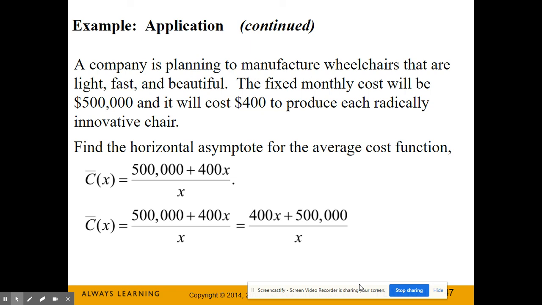So find the horizontal asymptote. If we were to graph this function, they have the same degree, right? Because they're both just linear. So it'd be 400 over 1, which is y equals 400. So the horizontal asymptote is at y equals 400.